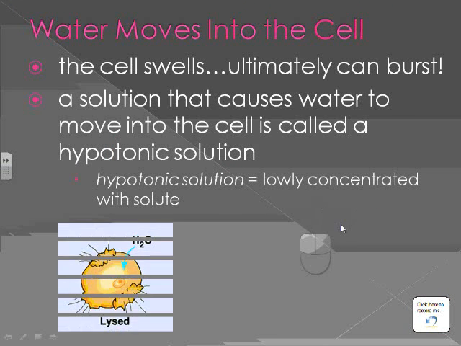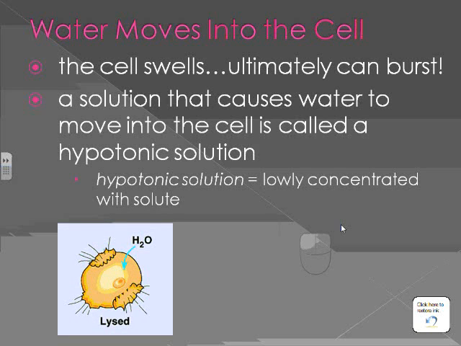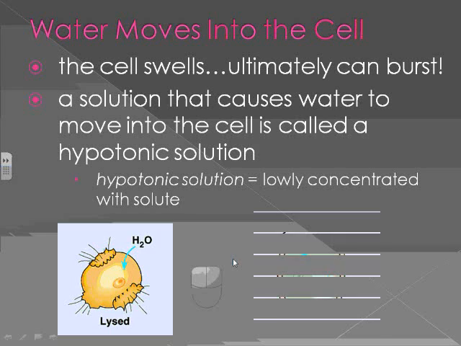So a hypotonic solution is low concentrated. An animal cell is going to start to lyse. Remember lysosome, to break, all right? The cell is going to start to actually rupture if it gets too big.